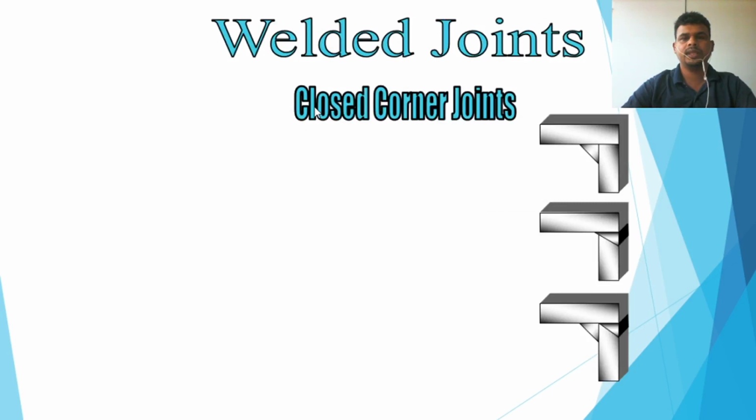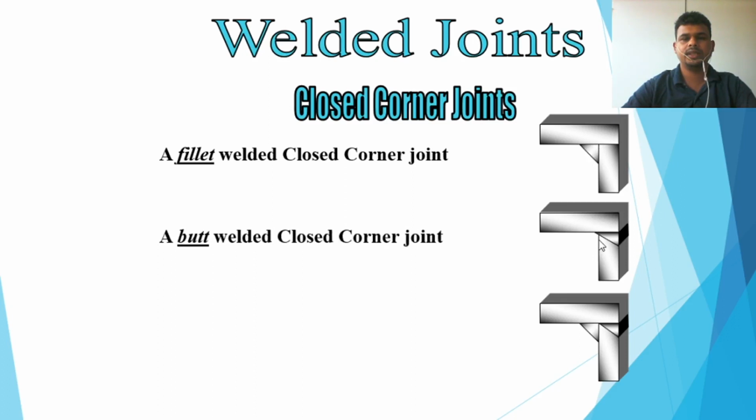Now we will check the corner joint. What is the corner joint? From here you can see this is the closed corner fillet weld joint. This is the butt weld closed corner joint. Then this is the compound weld closed corner joint. Compound weld means the fillet weld and the butt weld both, so both types of welding, that's why I call it the compound welded closed corner joint.